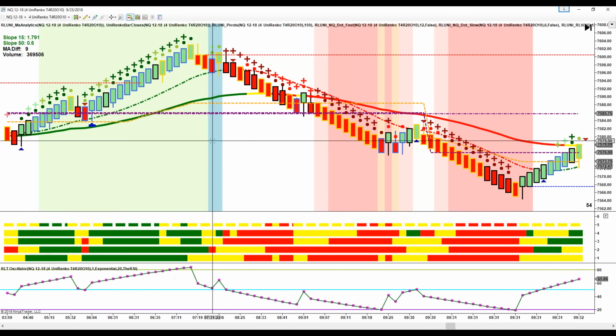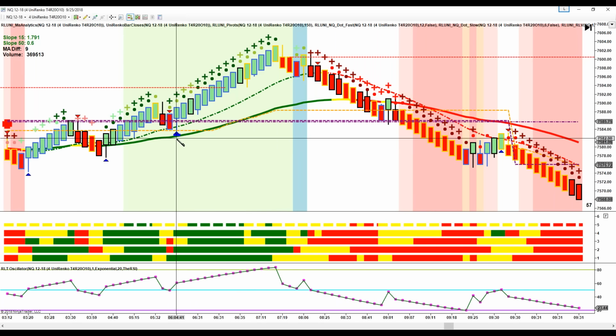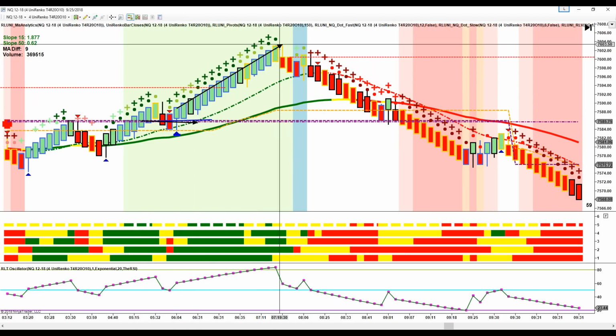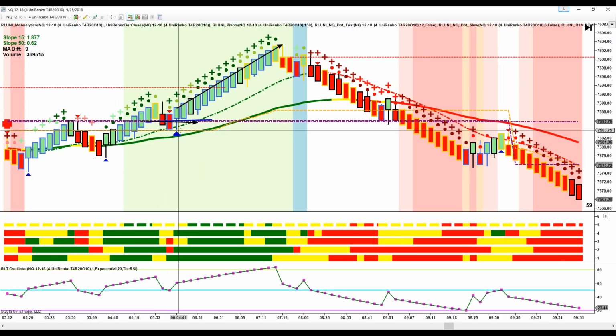But let me look. Here's another one right here. Again, dual signal coming off of dual support. And up it goes. Very, very low risk, high reward entry on these signals. So you watch for them. And if you want to make an audible alert so you don't miss them, they come with a beep.